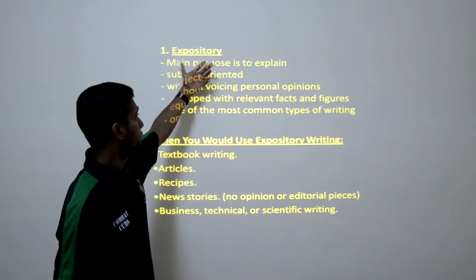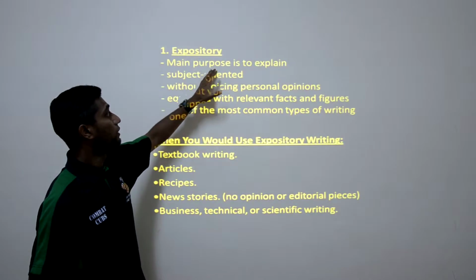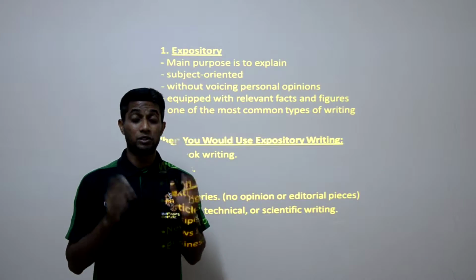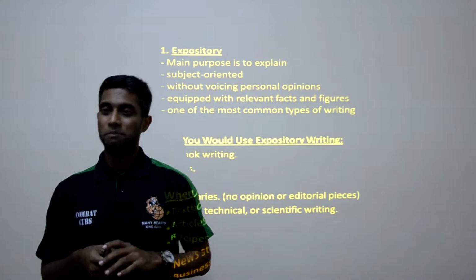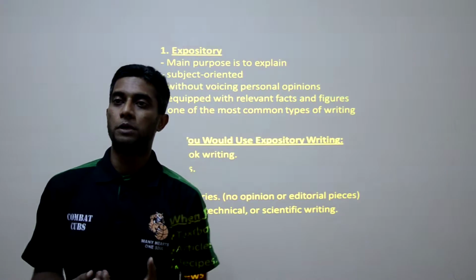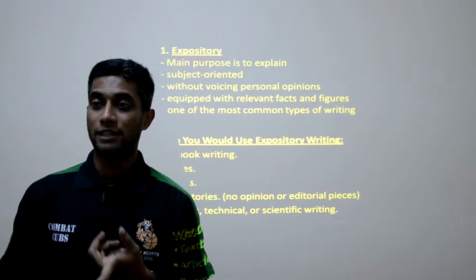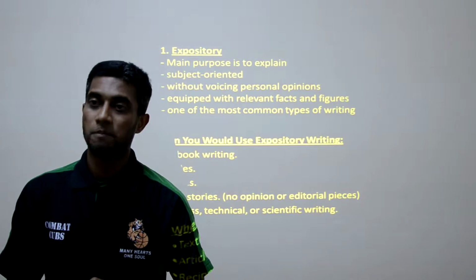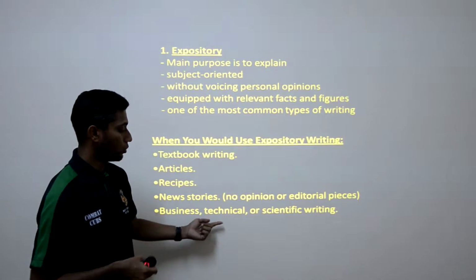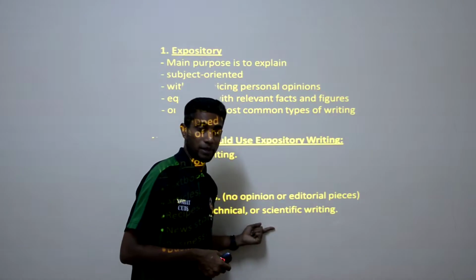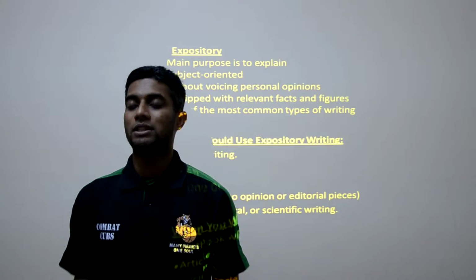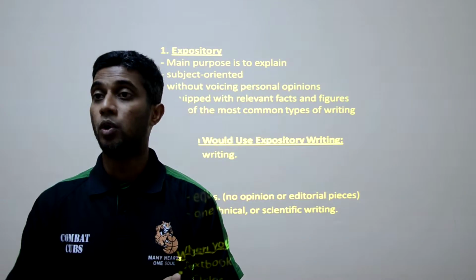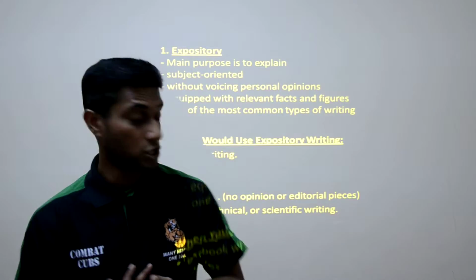Now, see, the expository writing style is for explanation, when you're trying to explain something, and it's really subject oriented. That means you cannot give your own opinion into it, but you have to write with the facts and the figures. So it's really factual writing, and that's why we use it for scientific writing. And scientific writing includes academic writing, whether you're writing an assignment, a report, or a thesis or dissertation.